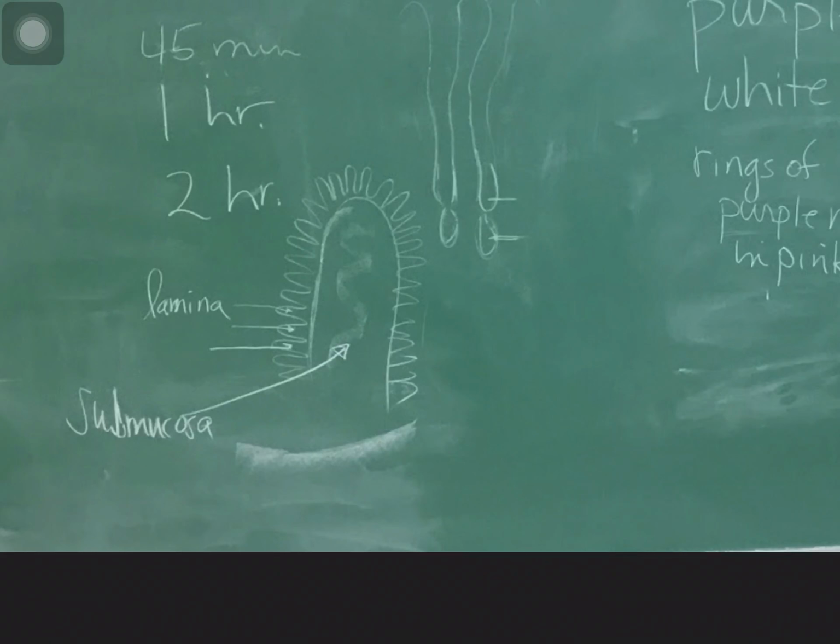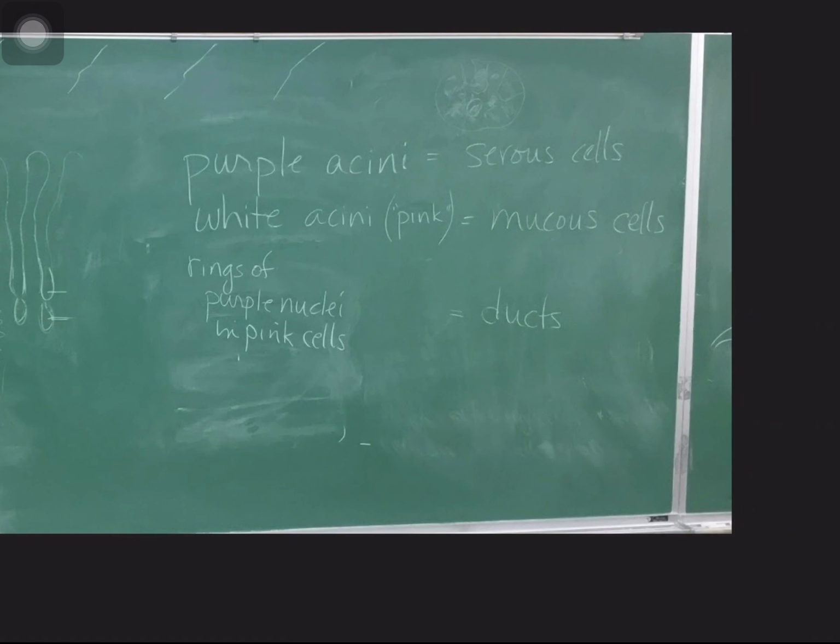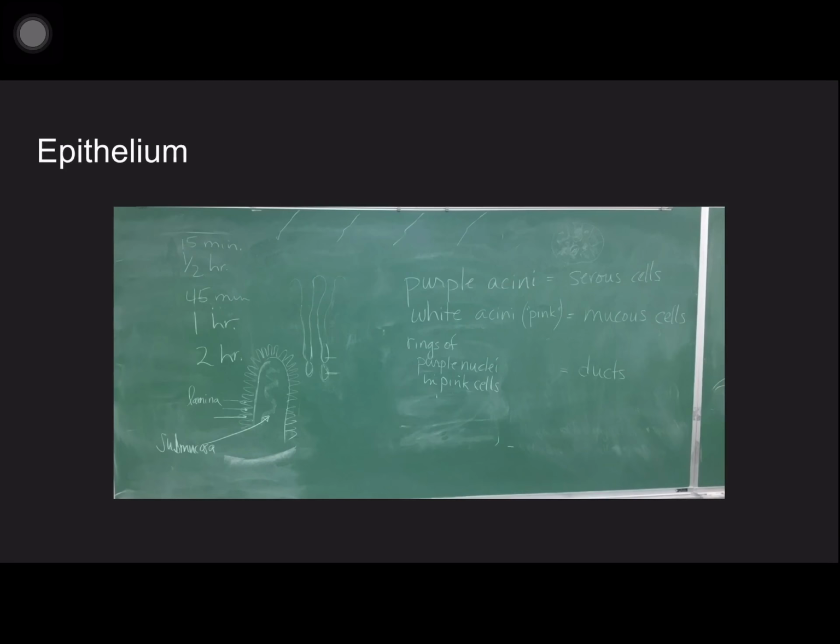So you can see lamina propria is more on the folded area here. Some things my professor wanted us to look for: purple acini, serous cells. Now we're talking about back on the salivary gland histology slides. White acini, pink mucus cells, and rings of purple nuclei. Those are the ones with pink cells. Those are ducts.